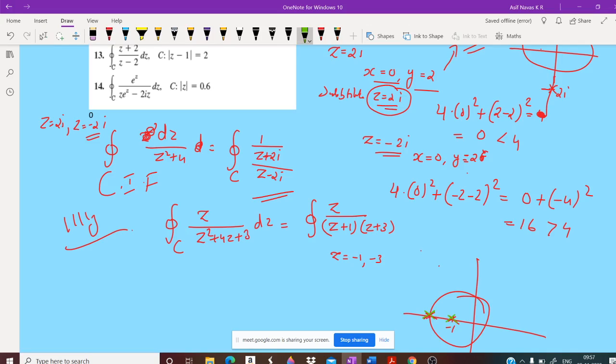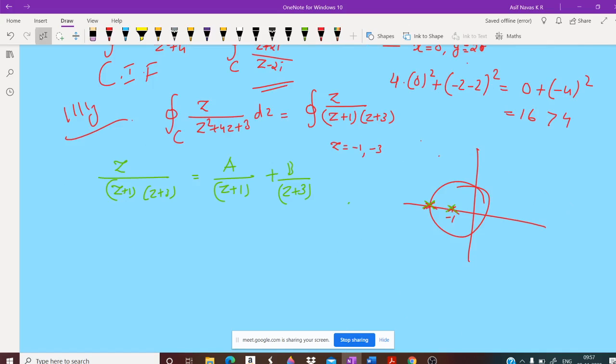So what we will do is split it into 2. Z over (z plus 1) into (z plus 3), this you can find by partial fractions, A by (z plus 1) plus B by (z plus 3). Now if you find A and B, then you can split this integral into 2 and use Cauchy integral formula. So this is the idea. If both are inside and there is no power, then you just find the partial fractions, split the integral and find the answer. Okay.